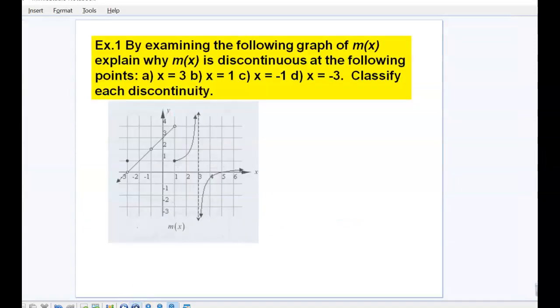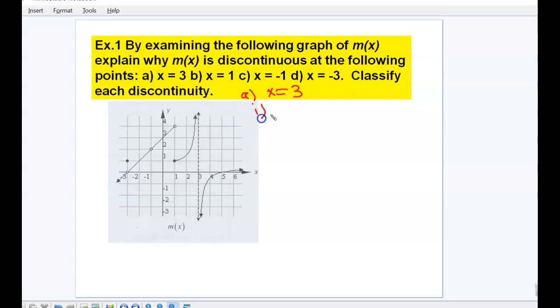Okay, in our next example, we're looking at the graph of m of x, and we want to explain why m of x is discontinuous at the following. So we want to use the three-point definition and explain where it breaks down, and we want to classify each discontinuity. So in the first one, we're looking at x equals 3.